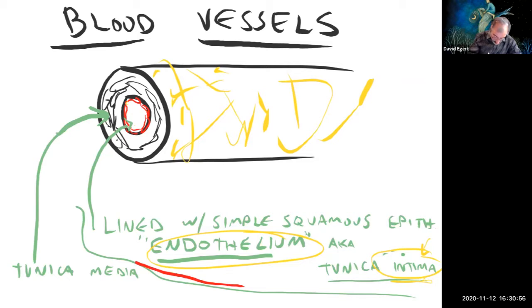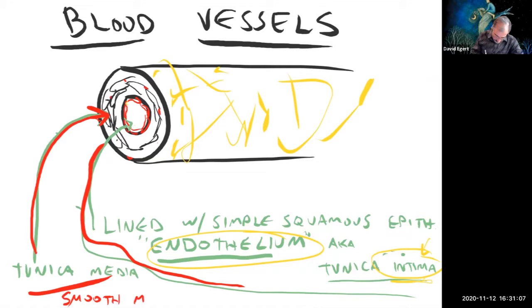Okay, now let's go to the tunica media. This is the wall, the main wall here. This is basically going to be smooth muscle and kind of elastic tissue. So elastic tissue to give the vessel some stretchiness, because it's pulsing and all that. Smooth muscle to alter the diameter. So let me be explicit here.